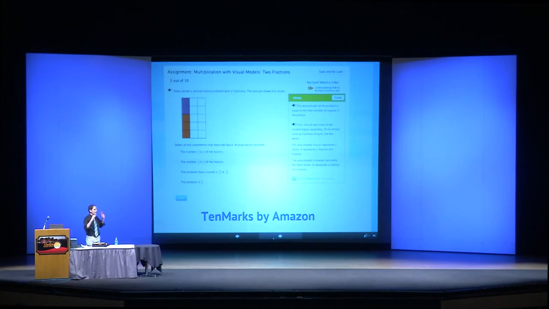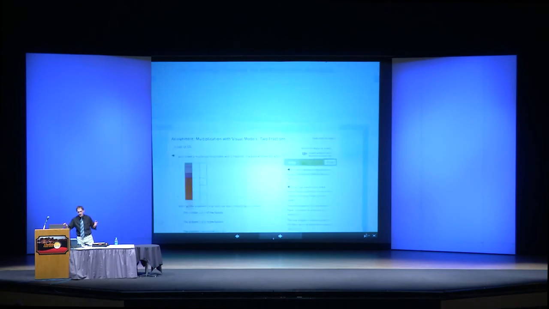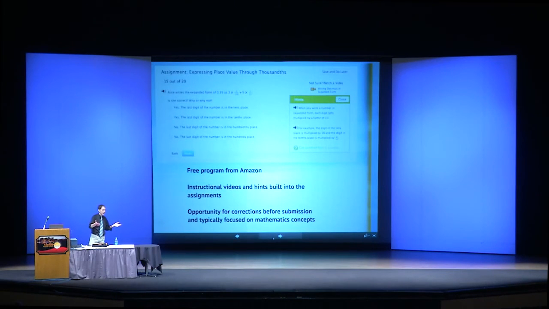10 Marks is a very visual medium that focuses on the underlying knowledge of content. So when students answer a question, it's not about the answer, it's about why that answer is correct. If a student gets this answer wrong, they then can watch a video or get a hint and then correct it. I, as a teacher, at the end of this process, don't see how many problems they got wrong on the first try. I only see the end result.